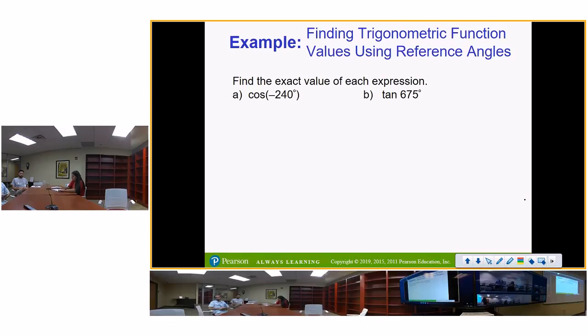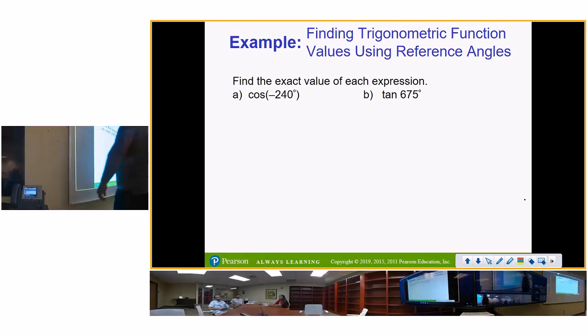I have to hit black every time because this thing writes in red. It defaults to red. It drives me crazy. Can't stand writing in red.